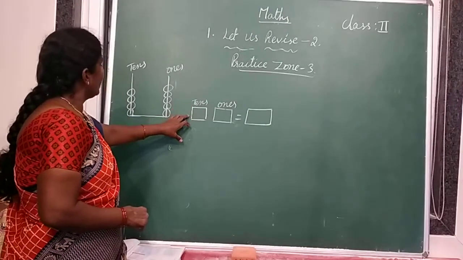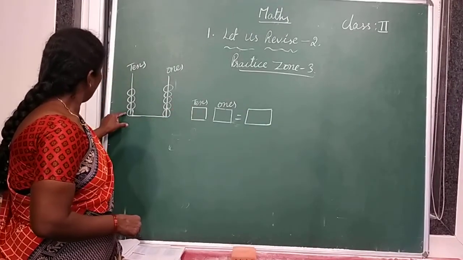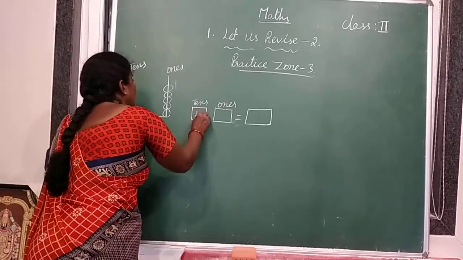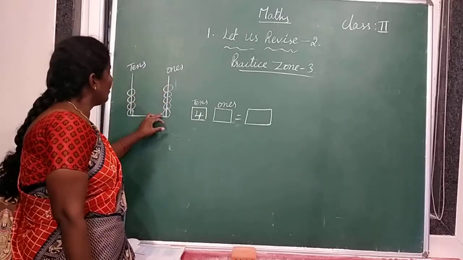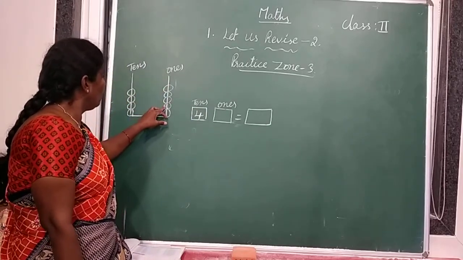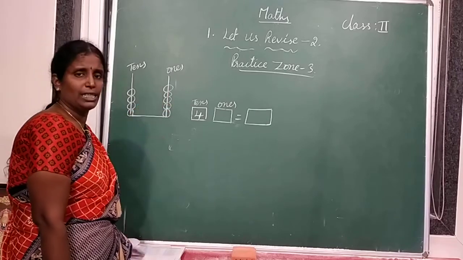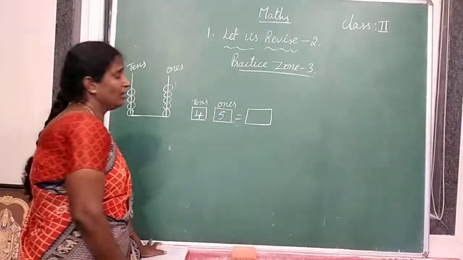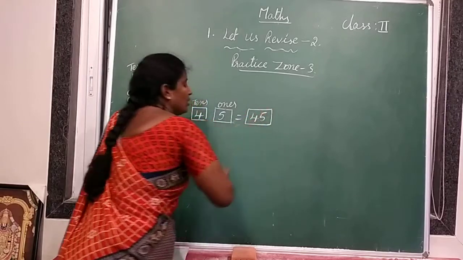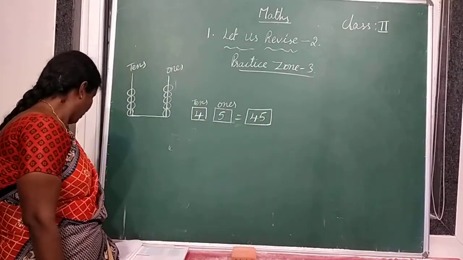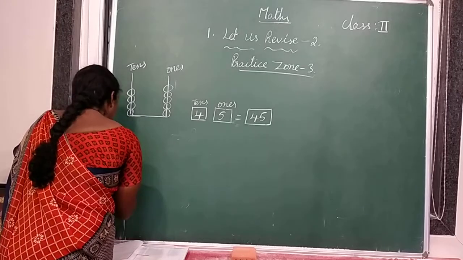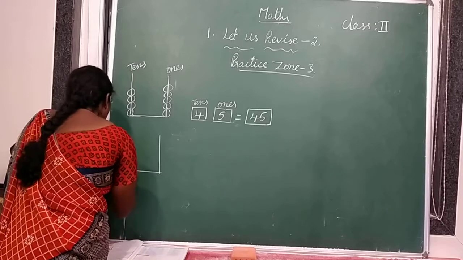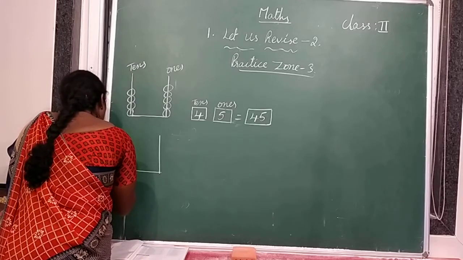Now how many tens are there? How many beads on tens spike? 1, 2, 3, 4 beads on tens spike. So 4 tens. And how many beads on ones spike? 1, 2, 3, 4, 5 beads on ones spike. So 5 ones are there. Then what is that number? 45. Similarly, complete the remaining. Next one is 1, 2, 3, 4, 5, 6.